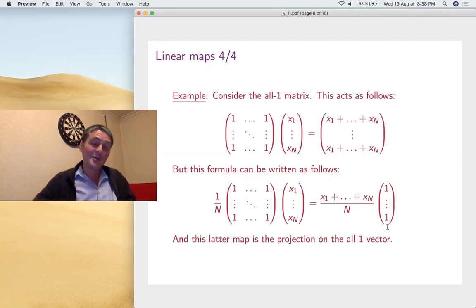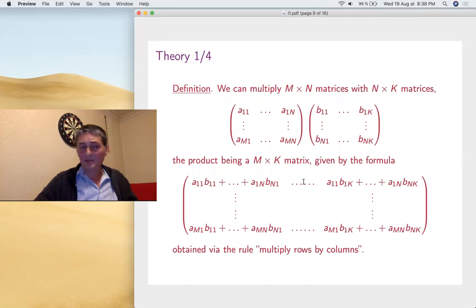So as the conclusion, this all-one matrix, which might look a bit scary, is not the identity, it's something different, and people usually tend to forget. It's just n times the projection on the all-one vector. So something very simple. Okay, now, some theory.